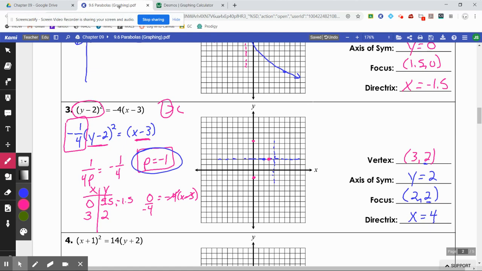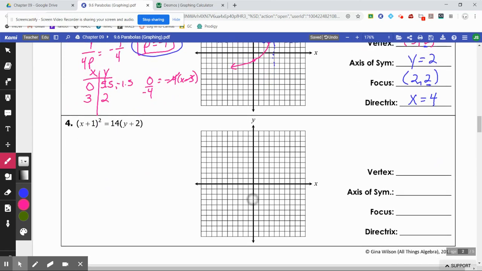Well, that didn't help much because that's actually my vertex. But just to show you that you can plug in y values as well as x values. But here is your actual parabola. We'll just sketch it from there just to see about what it looks like. There's the parabola.